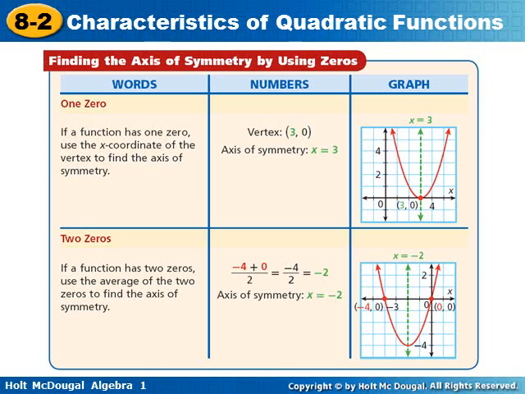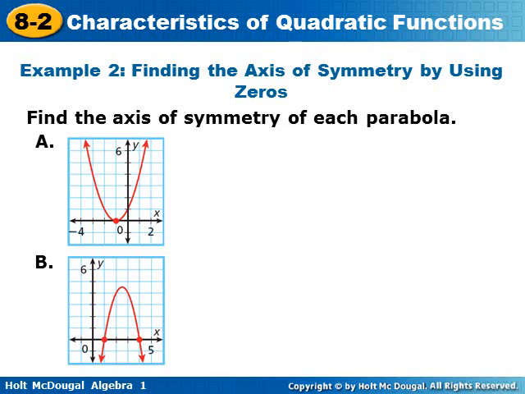If there are two zeros, then you can use the average of the two zeros to find the axis of symmetry, since it will be directly in the middle of the two. So if we take -4 and 0 as the zeros, and we add them together and divide by 2 to find their average, it would be -2. So the axis of symmetry would be x equals -2.